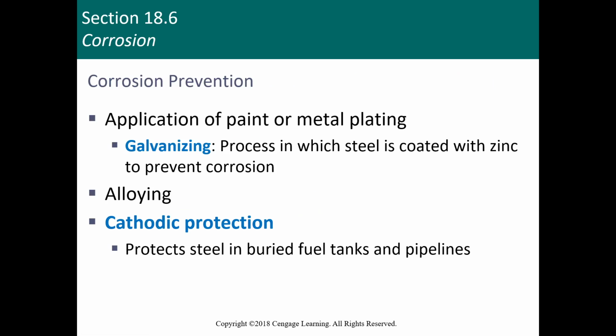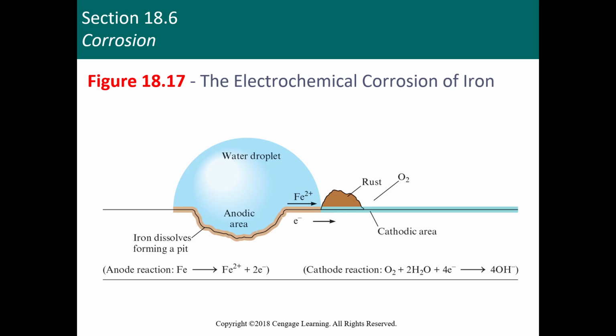So how can you prevent corrosion? Well, an application of paint or metal plating will help. If you paint or plate metal over this, that is more resistant to corrosion. This will keep the water from coming in contact. This will keep the oxygen from coming in contact. And this will keep any of the iron that does happen to rust from going anywhere.